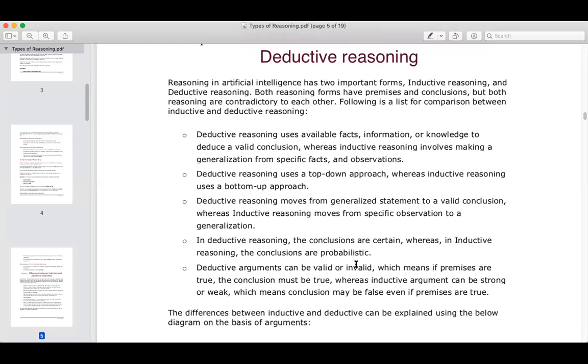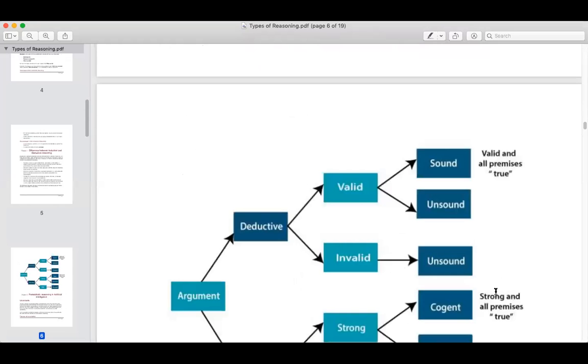Deductive arguments can be valid or invalid, which means if premises are true, the conclusions must be true. Whereas the inductive argument can be strong or weak, which means the conclusion may be false even if the premises are true. Okay, premises, meaning facts. Got it? Got the difference between these two? Have you understood the difference? Fine.